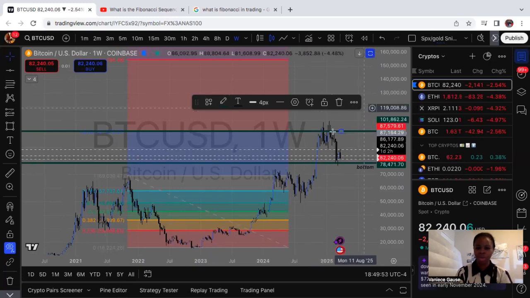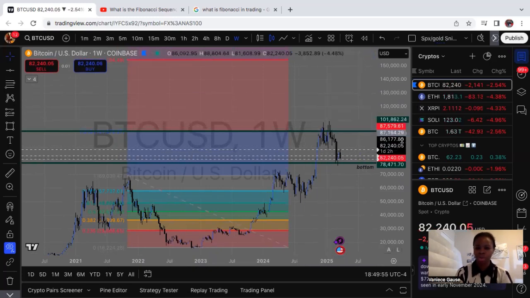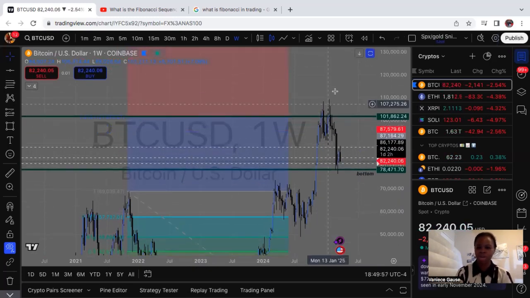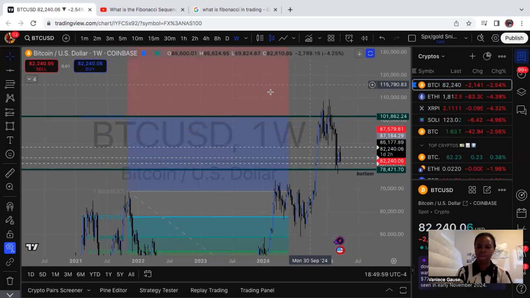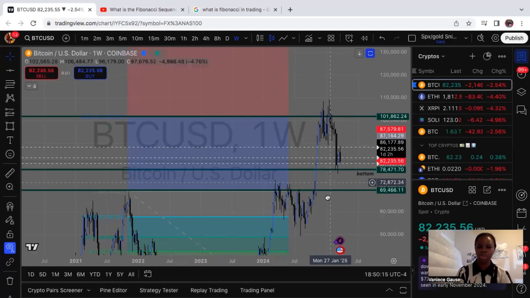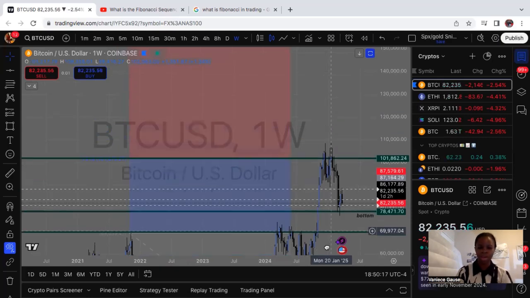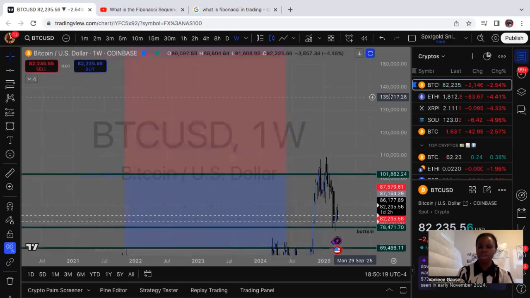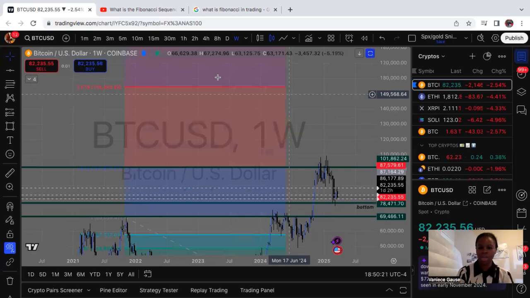What did we do? We came to, is that 100K? We came to 100K, and what did we do? We played around that area, and we basically retraced off of it, right? Also over here, as you can see, we basically did the same thing at 69K. We came, played off of it, tested it as resistance, resistance, resistance, and then we finally broke through it as support.